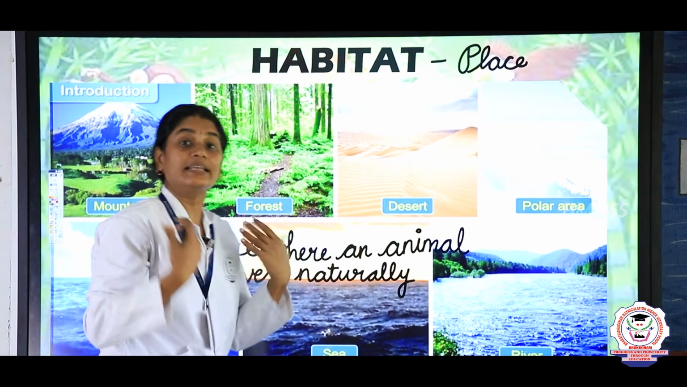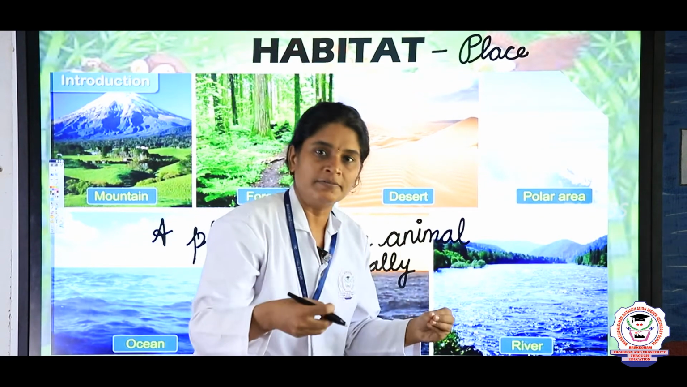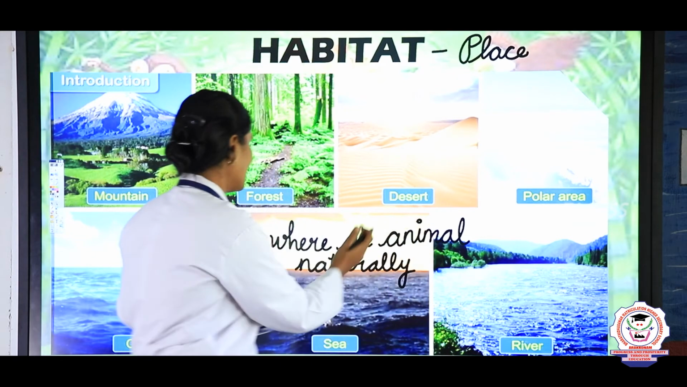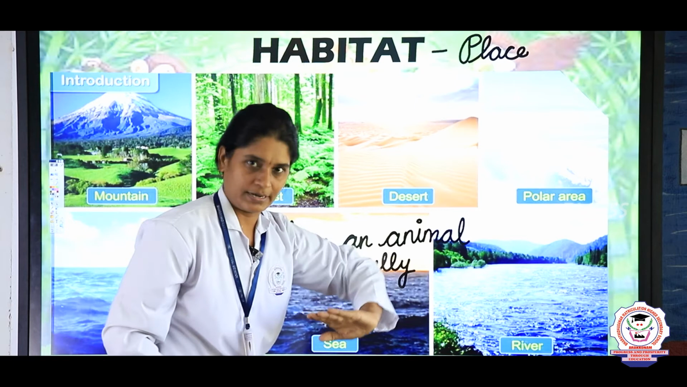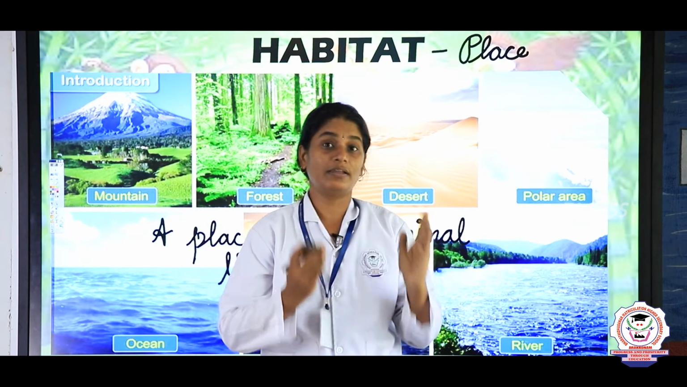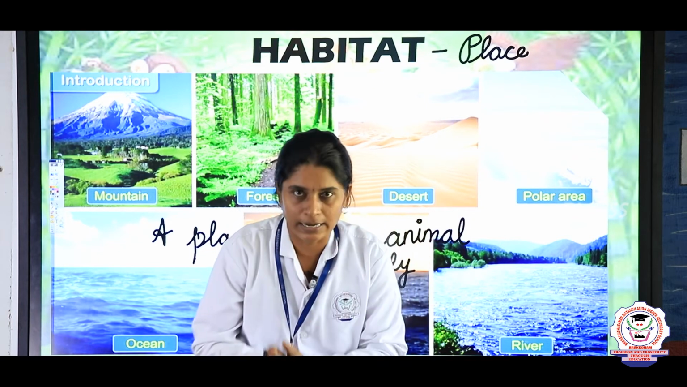Naturally, that animal is born and grows up in that place, okay? So, that place is called a habitat, right. We can say a lion lives in a den, right. A lion lives in a forest. So, the forest becomes the habitat for the animal, right.